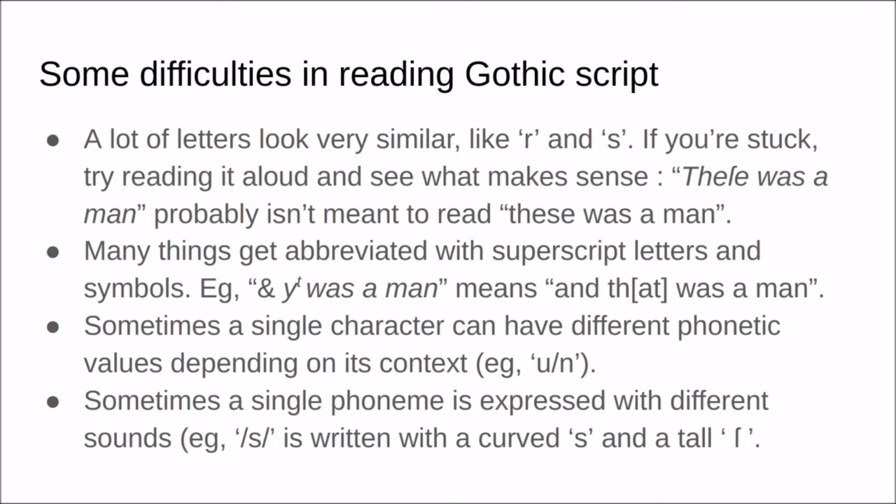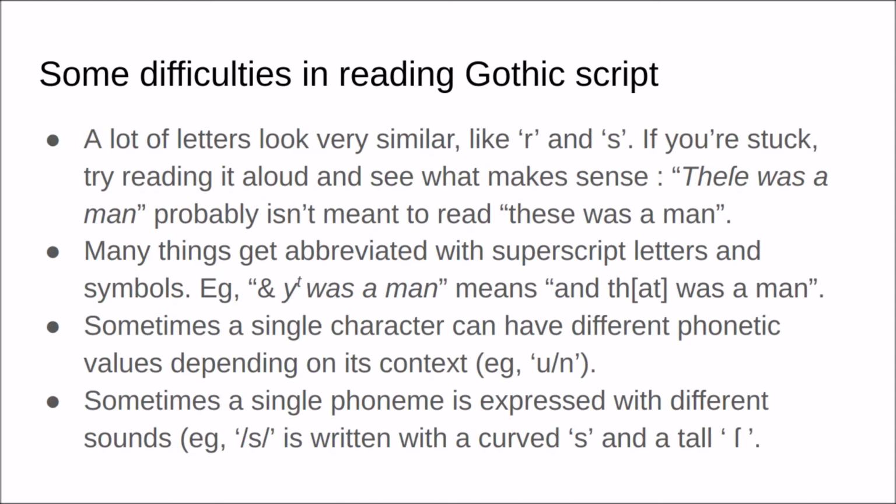So, some common difficulties in reading Gothic script to remember are: a lot of letters can look very similar, like the R and the S. So if you're stuck, try reading the letters aloud and see if it makes sense. So if you see something that looks like "this was a man," it probably isn't meant to say "this was a man." It's probably meant to say "there was a man."